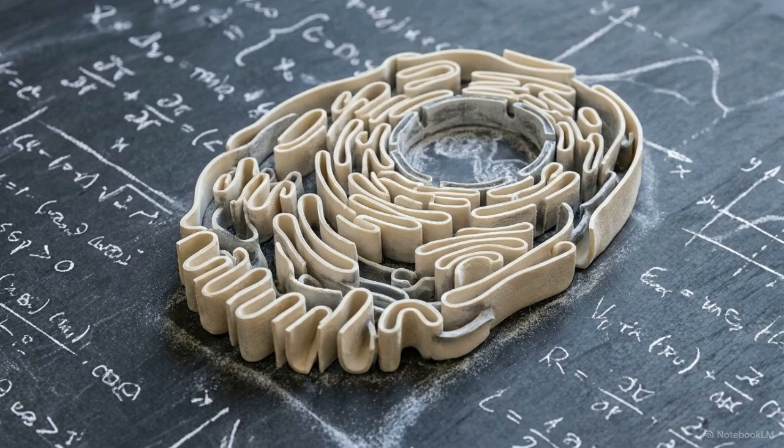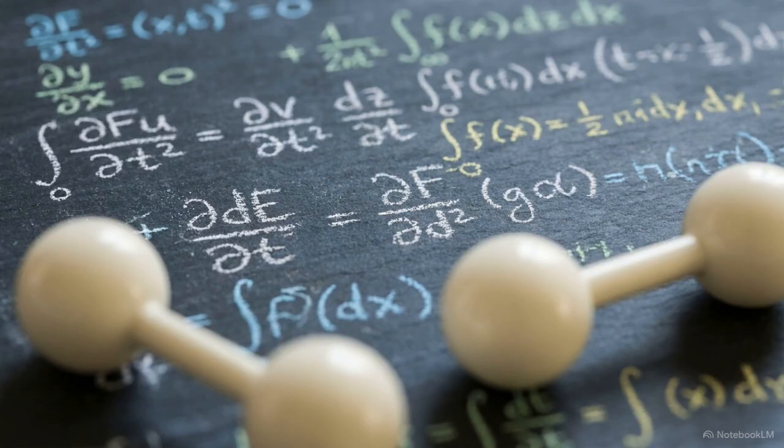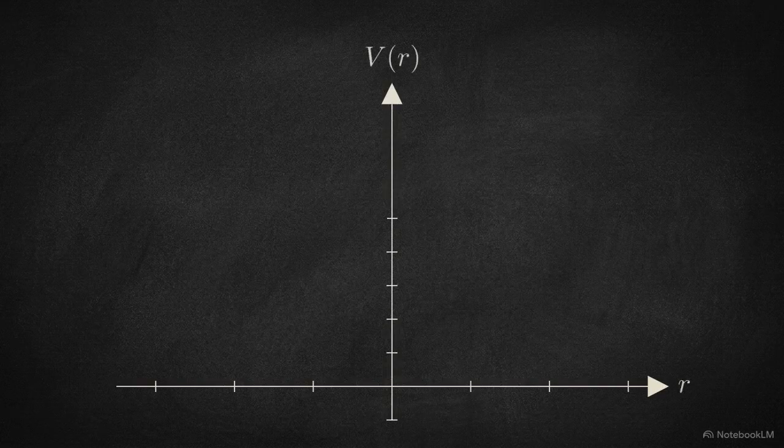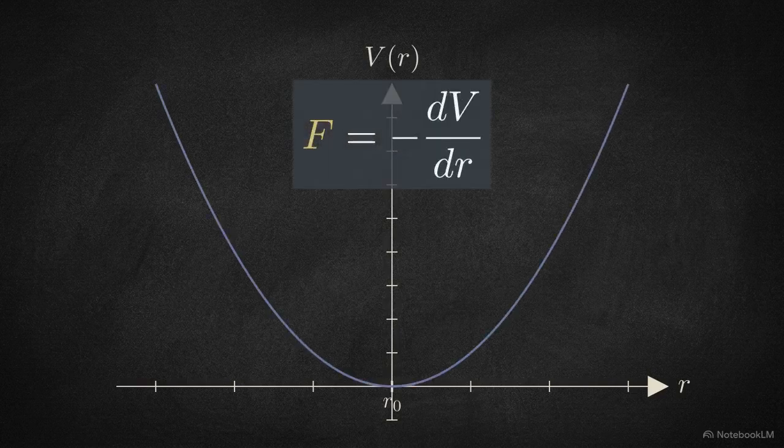The massive potential energy surface of an entire cell is created by taking millions of these simple one-dimensional energy curves and aggregating them together. If we know the shape of this energy curve, how does the simulation mathematically force the atoms to move toward that equilibrium? The answer lies in calculus. The mechanical force acting on an atom is exactly equal to the negative spatial gradient of the potential energy.